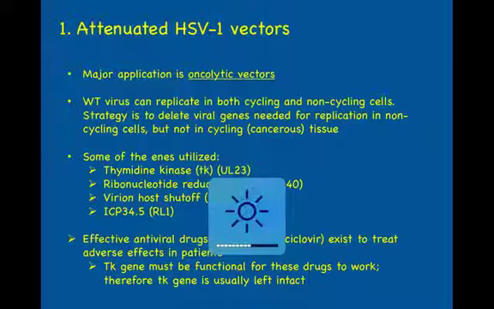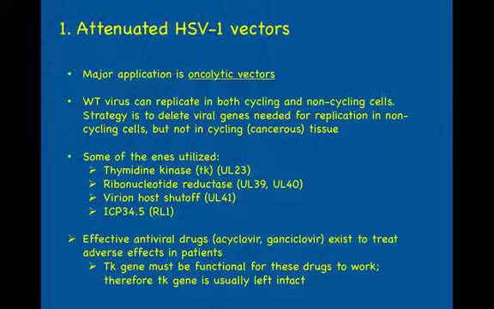Attenuated HSV-1 vectors, their major application is in oncolysis. So this is using them to essentially attack cancer cells. Wild-type virus is known to replicate in both cycling and non-cycling cells. Cycling means that they're moving through the cell cycle and replicating. And it's specifically replication that defines something as cycling.